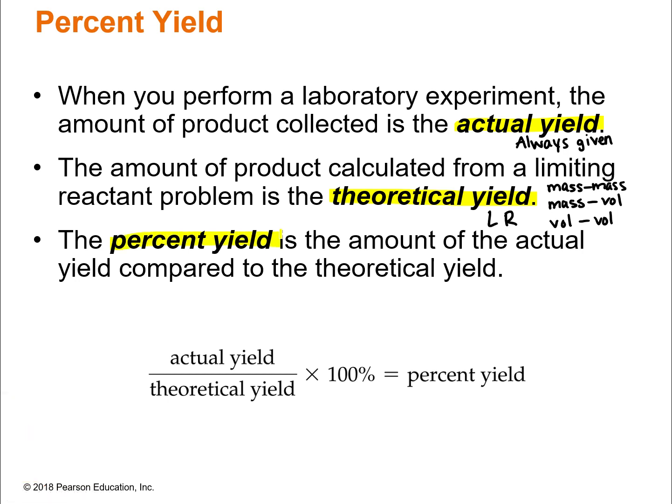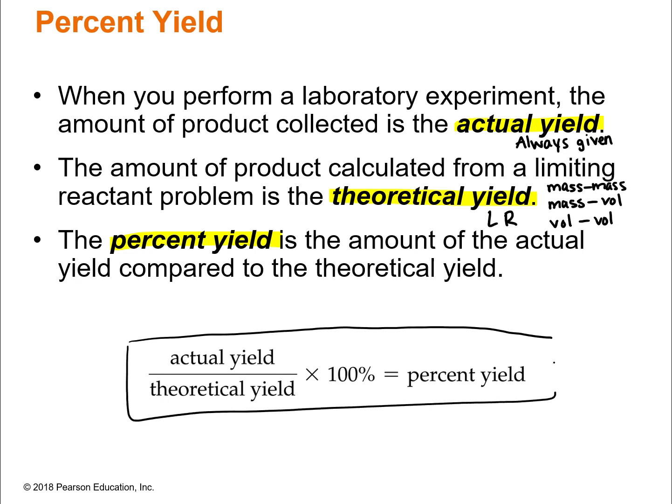So you may be asked to calculate the theoretical yield as part of calculating the percent yield. The percent yield, you're looking at the ratio of the actual yield compared to the theoretical. This equation down here is what you'll need to calculate percent yield. Take the actual, divide by the theoretical, multiply by 100%. You'll be provided with this equation on the equation sheet for the final exam.